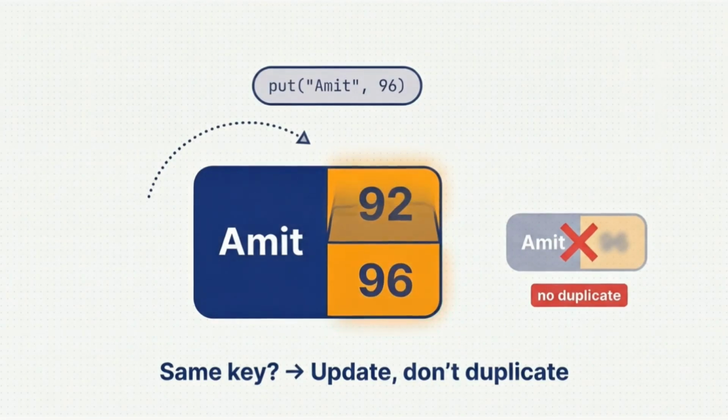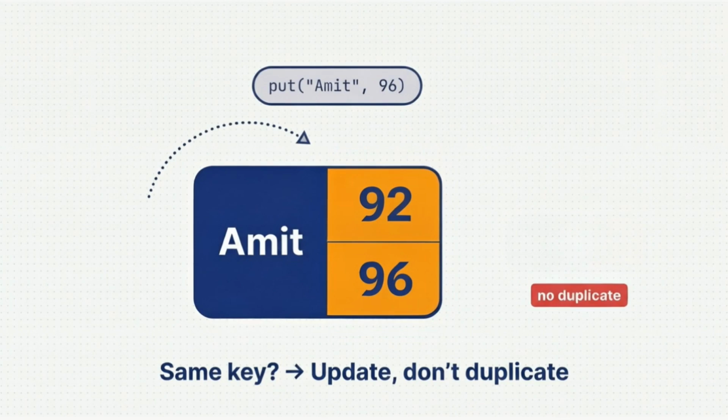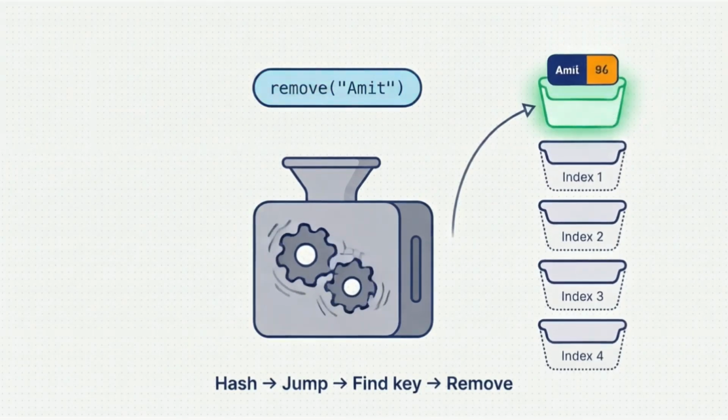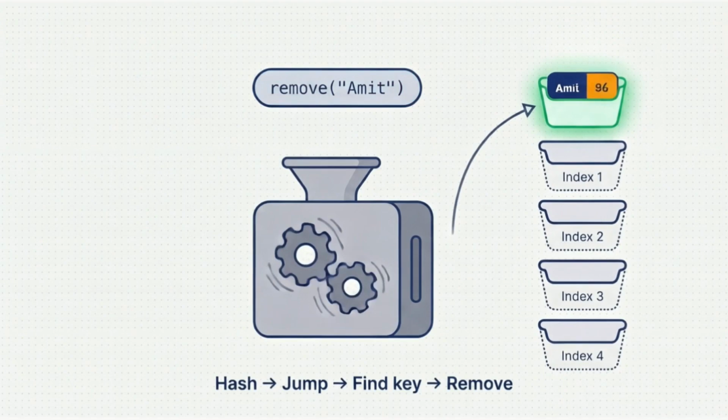What if we insert the same key again, say Amit's marks improve to 96? The HashMap hashes the key, finds Amit already in that bucket, and simply replaces the old value. Keys in a HashMap are unique, same key in, the value gets updated, never duplicated. Deleting works the same way. Hash the key, jump to the bucket, find the matching key, and remove that pair. Notice the pattern. Insert, search, update, delete. Every operation starts with the same 2 steps. Hash the key, jump to the bucket.